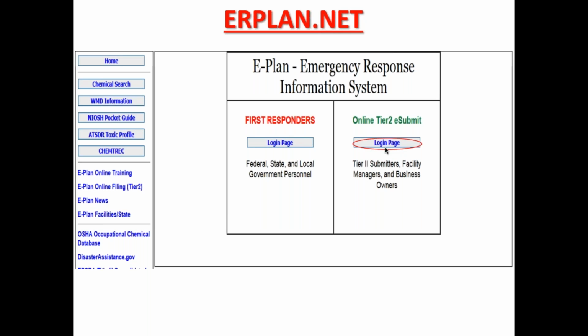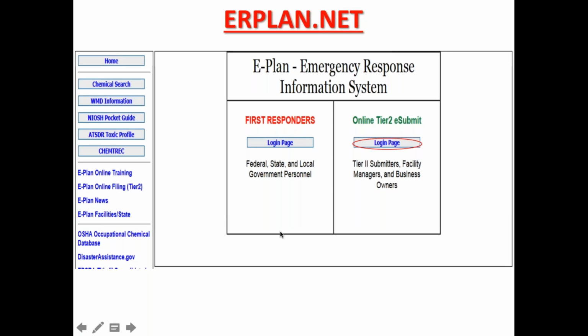The login page, which is circled there. Also on the left-hand side, you'll see some links. The link that is cut off is actually the consolidated Tier 2 list of lists. So if you're interested in that, you can click on the one below. The disasterassistance.gov is actually the consolidated list of lists.